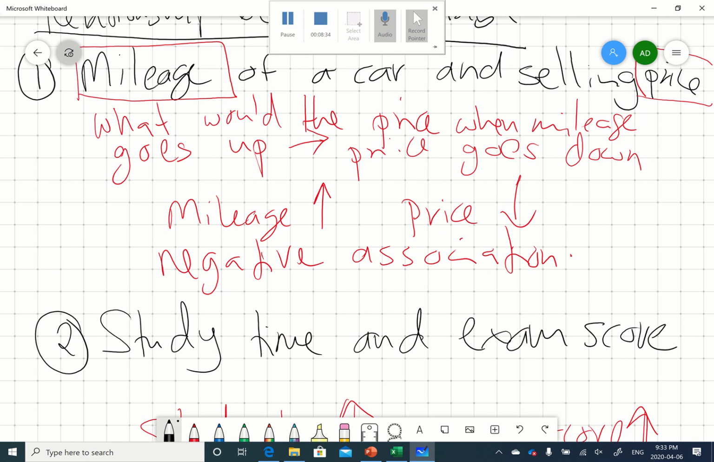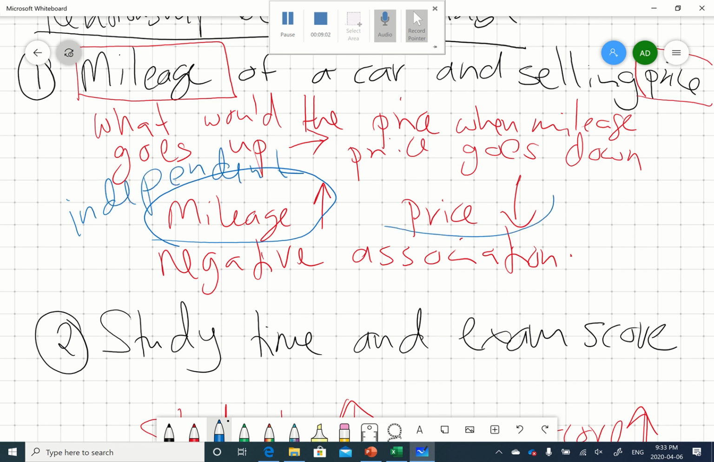So the value that you change in order to see the impact on the other one, that's the independent variable. So the value that you usually change is the independent variable, and you want to see what would happen to the other variable. So that's the dependent variable. So in this first example, mileage is your independent variable, and the price is the dependent variable.